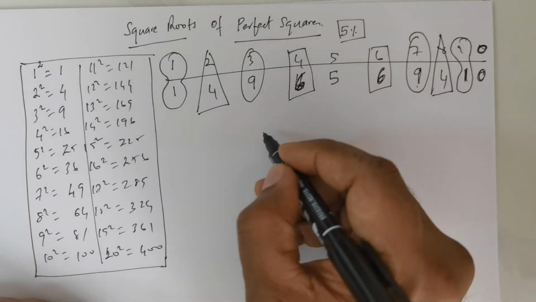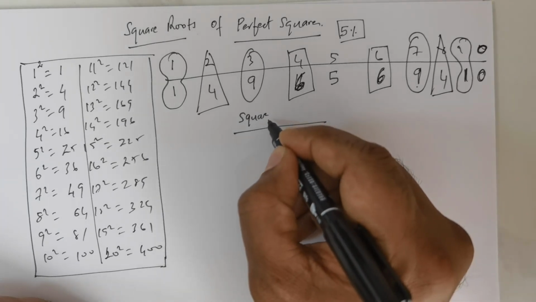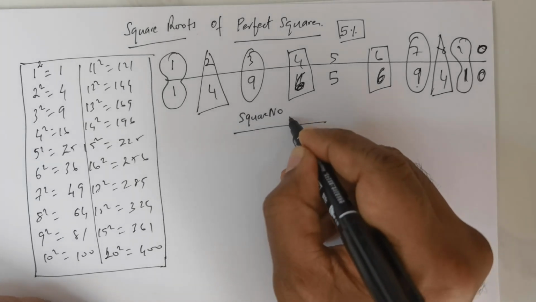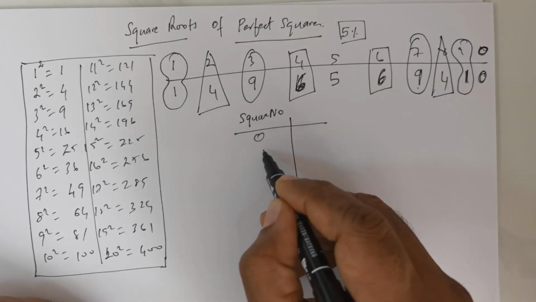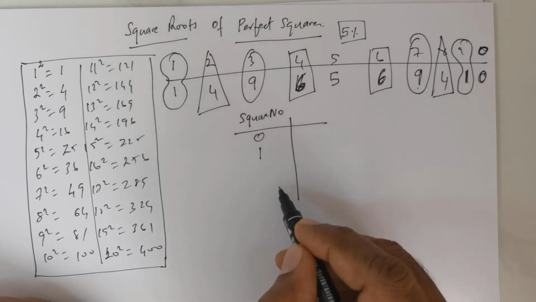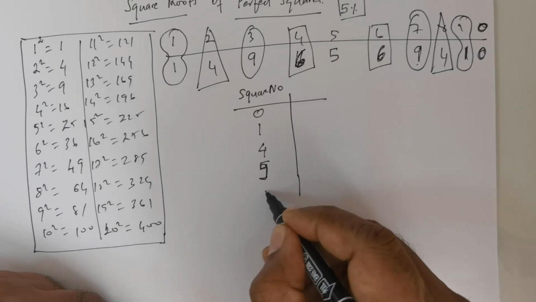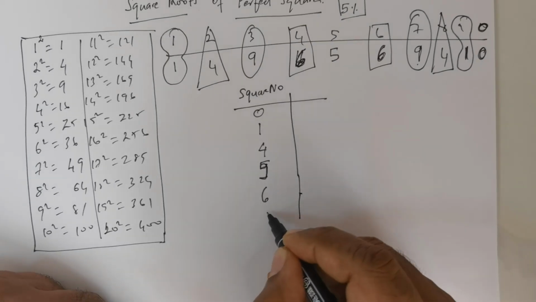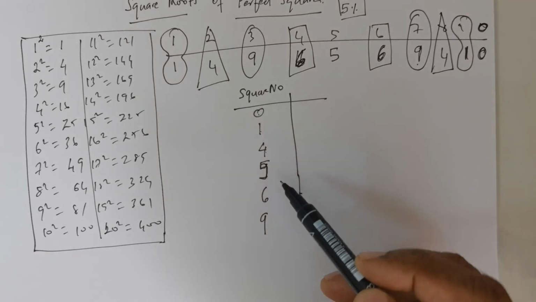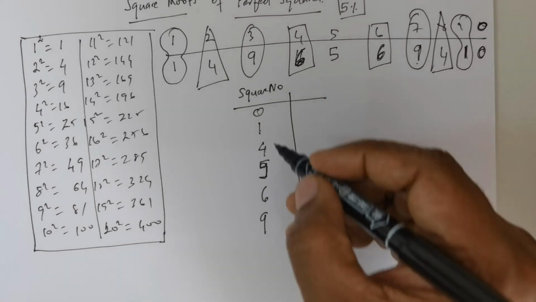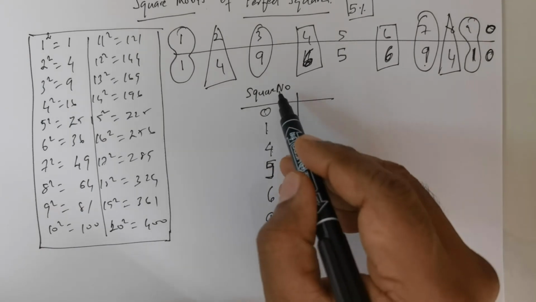Now this is what is important. Whenever you square a number, you will get either a 0, a 1, a 4, a 5, a 6, or a 9. So 0, 1, 4, 5, 6, 9. That's it. These are the options that you would get at the units place when you square any number.